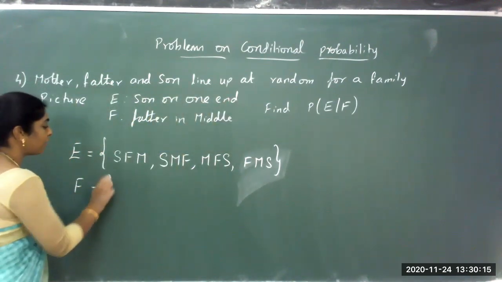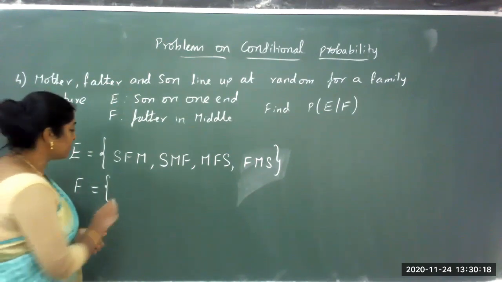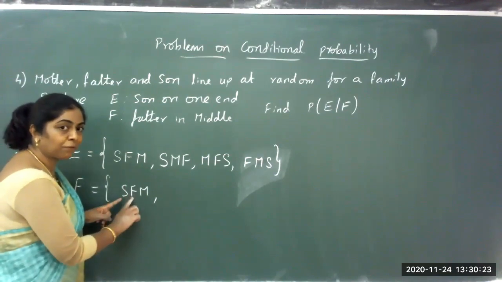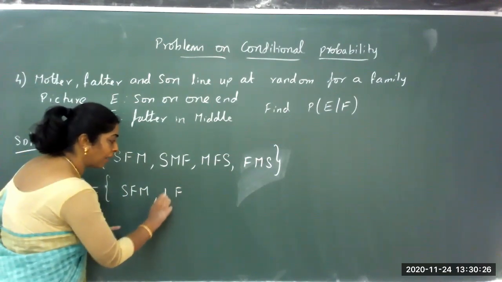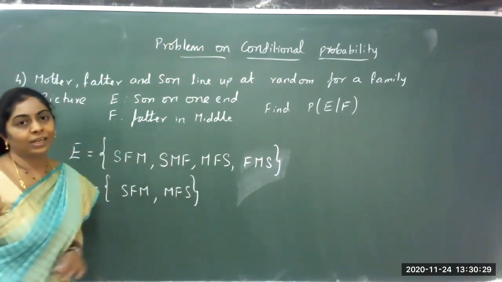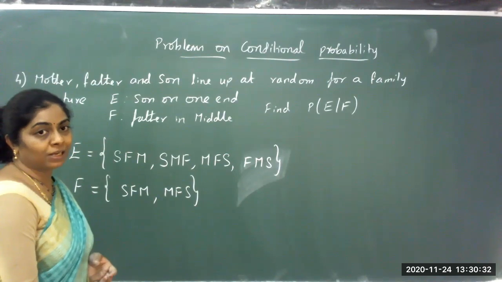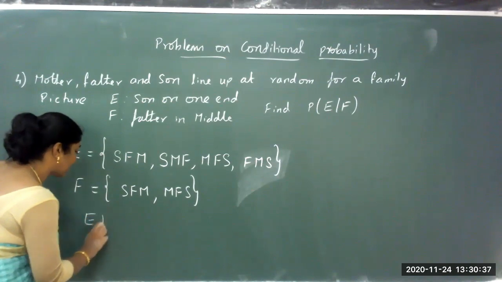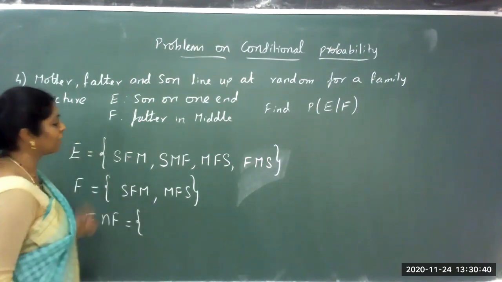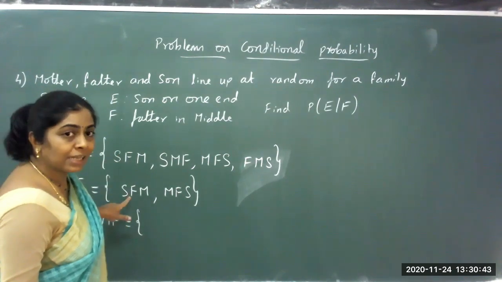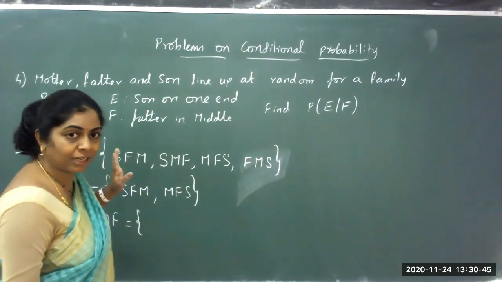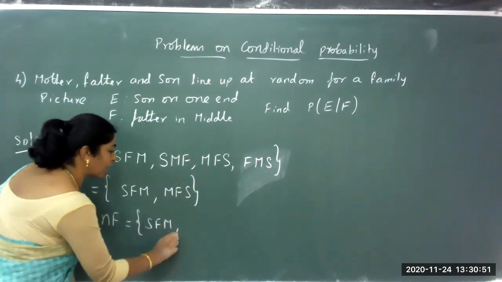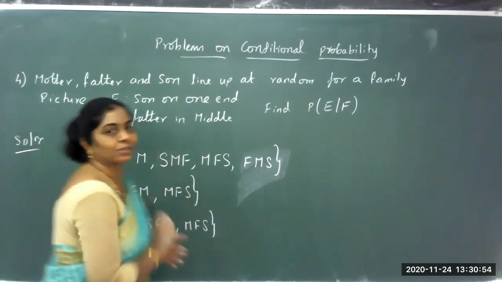Then, father in the middle: the only possibility is that son and mother interchange. First I have son, then father, then mother. Again father should be in the middle, and mother and son can be interchanged. So these are the two possible cases. So I have written event E and event F. Then E intersection F, let me see the common elements. Do I have a common element? Yes: S, F, M, son, father, mother, that condition is there. And M, F, S, again this condition is there. So E intersection F has two possible cases.